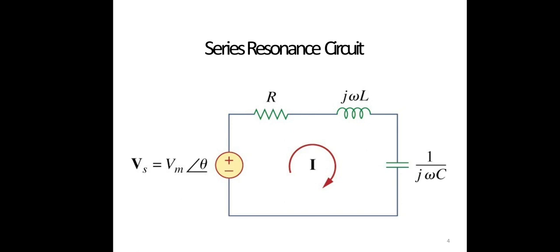Now take the applied voltage, indicated by Vs, which is equal to Vm angle theta. The current flowing through it is I. The voltage drop across R is indicated by Vr, the voltage drop across the inductance by VL, and the voltage drop across the capacitance by Vc. So this is about the series resonance circuit.